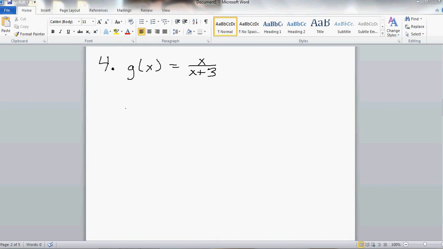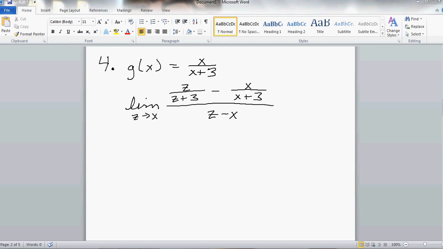So I'm going to take the limit as z approaches x of f of z. Well, that would be z over z plus 3 minus f of x, which is x over x plus 3, all over z minus x. Now if we tried direct substitution, we would let the z be x, and we get x minus x, which is 0. That's no good, so we need to do stuff.